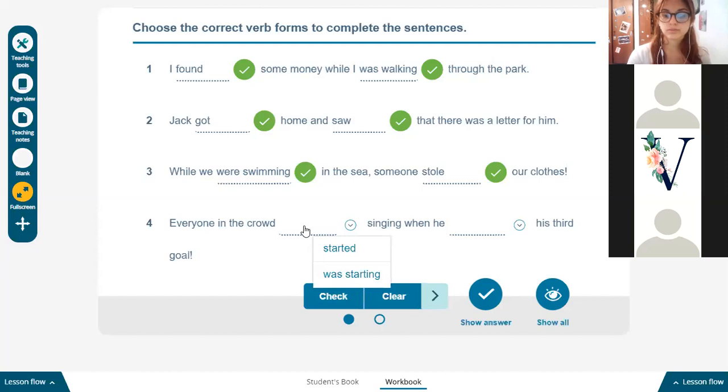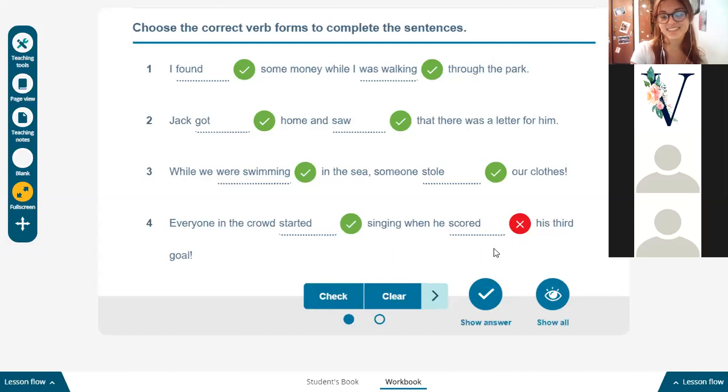Everyone in the crowd started singing when he was scoring his first goal. Was scoring? Like that? Yes. Okay. What about the action of scoring a goal? When someone scores a goal. Is that something that is... right? That is an action that starts and finishes, an action that is completed in the past. So you have to imagine the stadium and you say everyone in the crowd started singing when he scored. Yes. Okay.